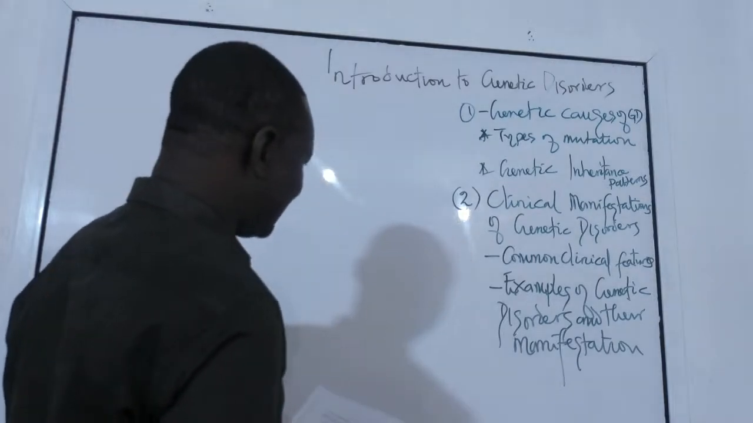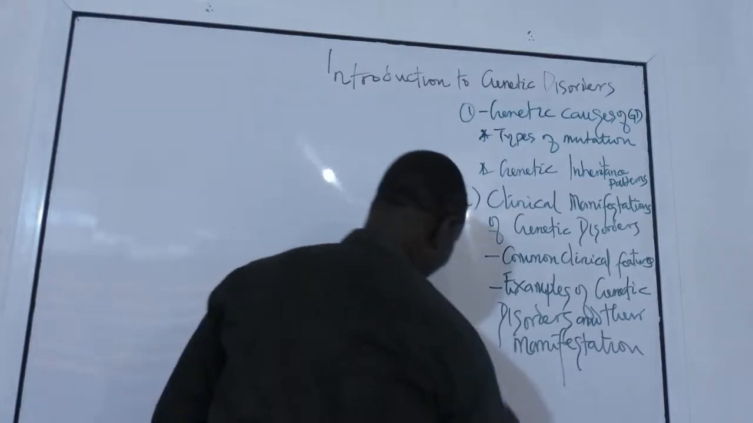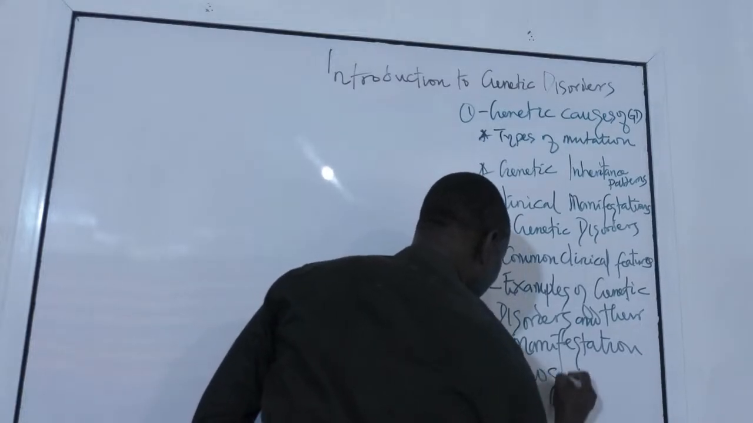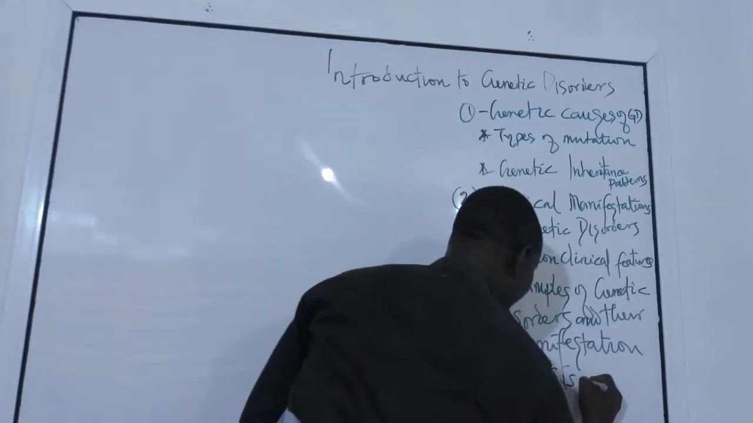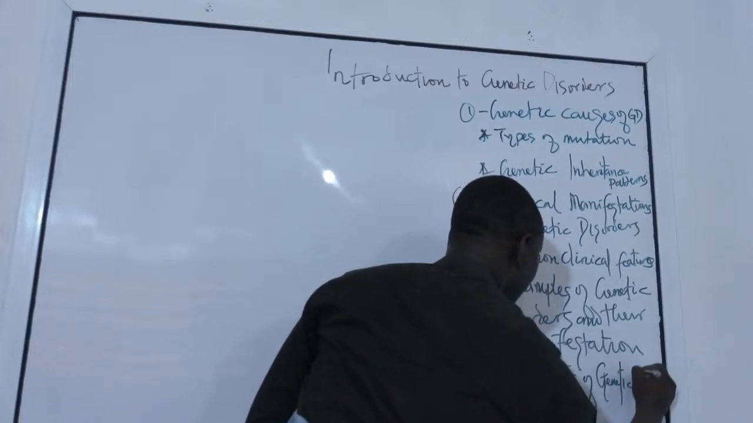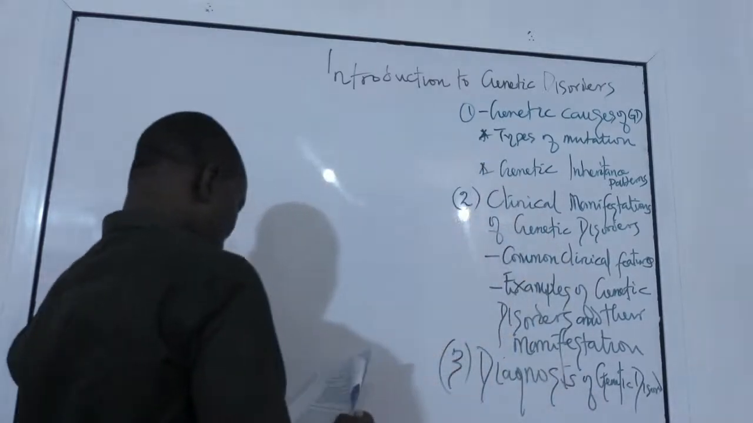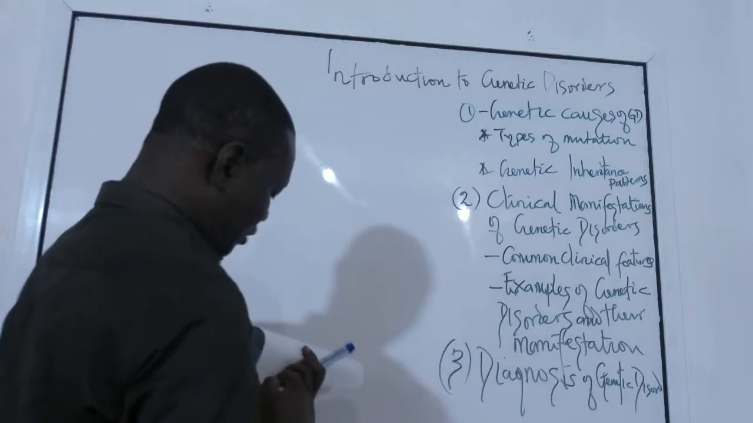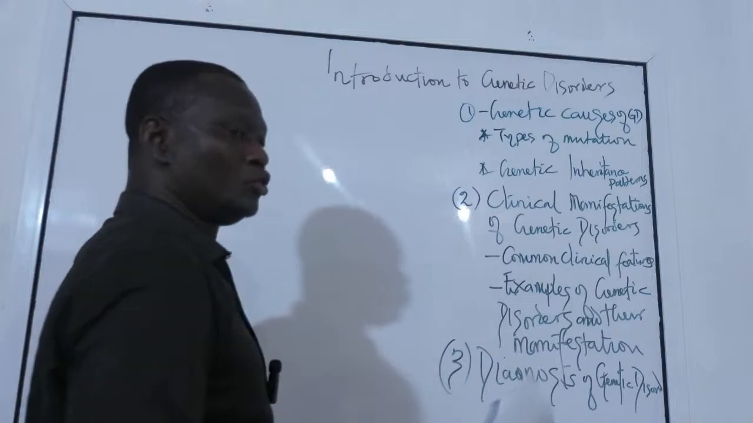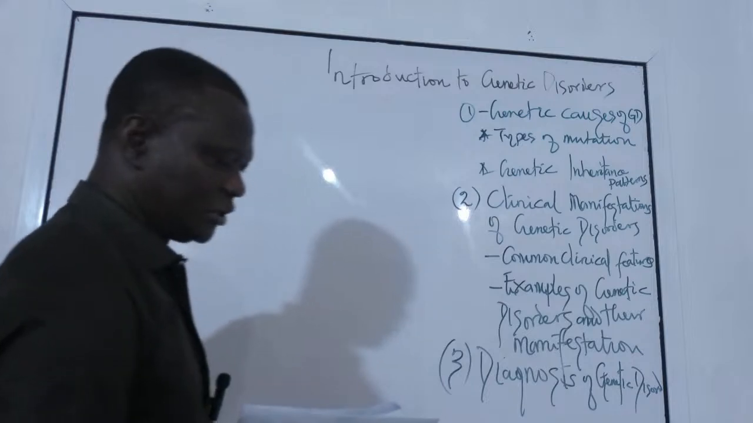So after that, which is the third, we want to look at the diagnosis of genetic disorders. So the practice of the application of genetic counseling will actually help you to know who you should marry.